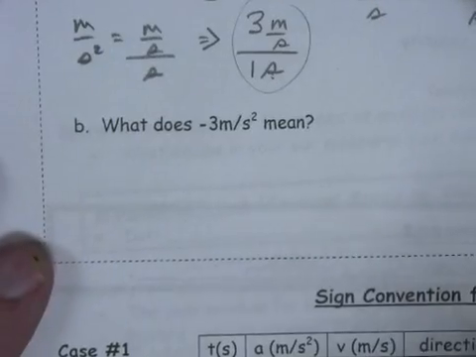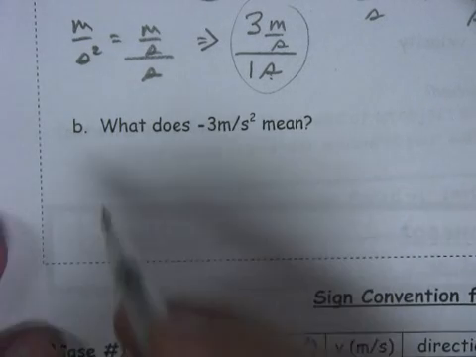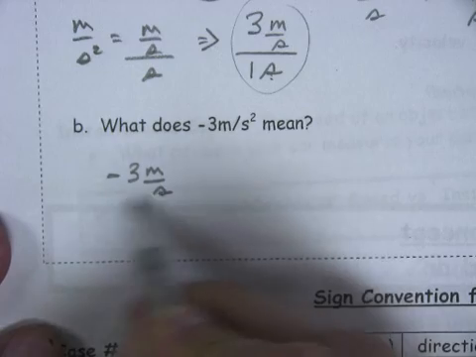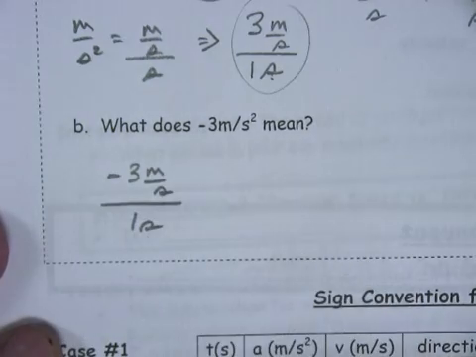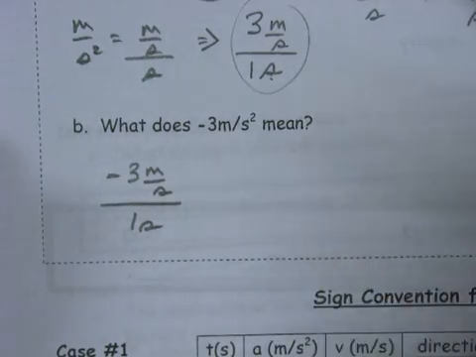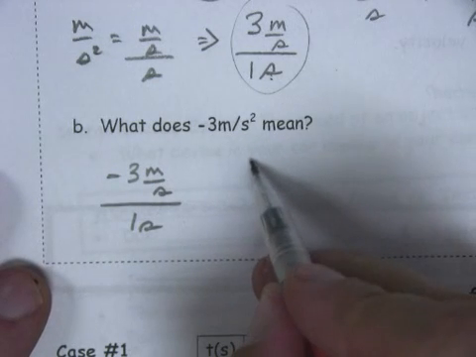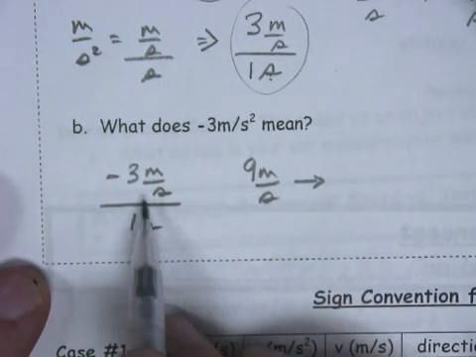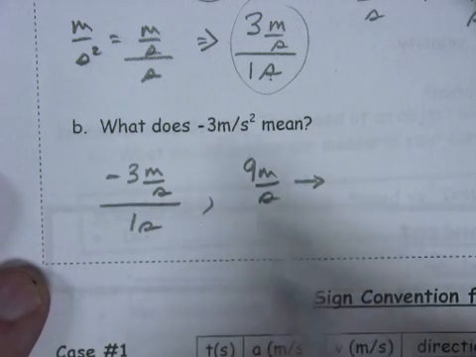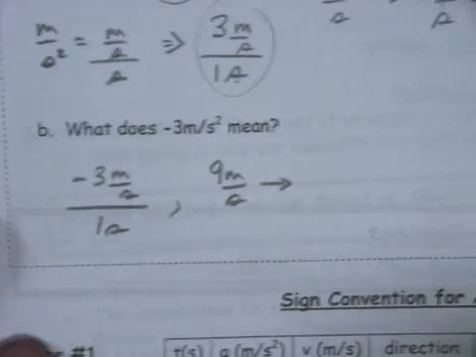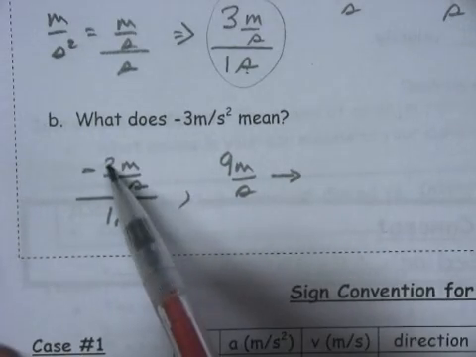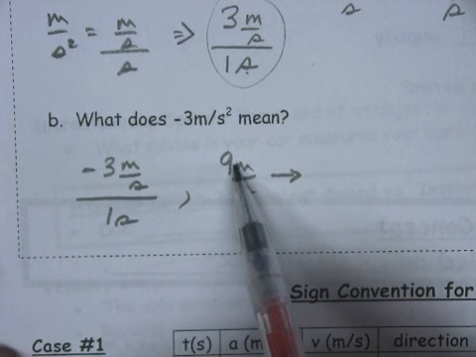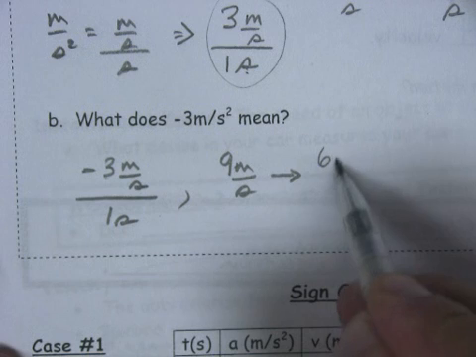All right, so then what does negative 3 meters per second squared mean? Well, we can use the same thing. That's the same thing as saying negative 3 meters per second every 1 second. So let's pretend that I'm traveling at, let's say, 9 meters per second, and I have an acceleration of negative 3 meters per second squared. So every second that goes by, I change my speed, or my velocity, negative 3 meters per second. So if I was going at 9, plus negative 3 gives me 6 meters per second.